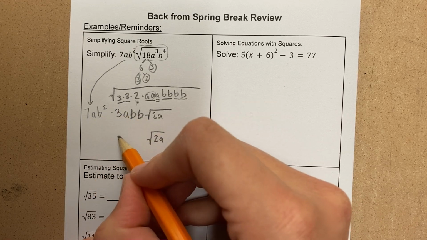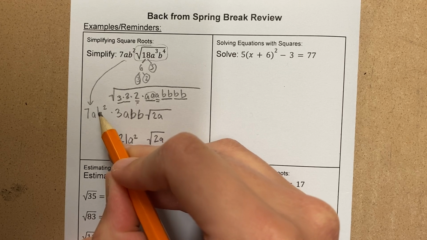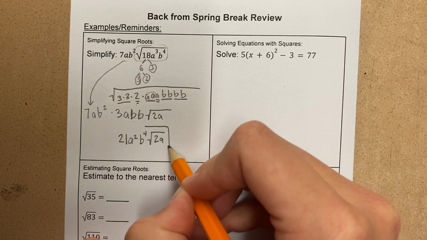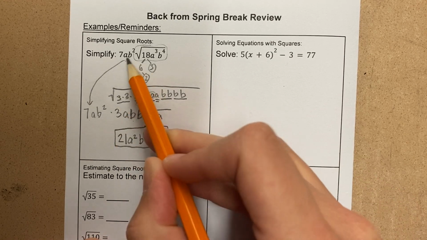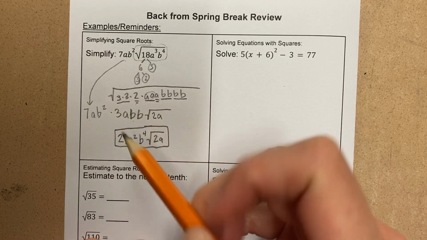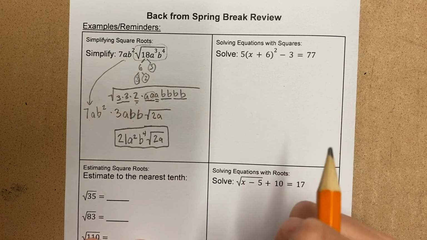So 7 times 3 is 21. A times A is A squared. And B times B times B times B is B to the 4th. Okay, and if I don't have a number on the outside, right, then it's just less work. I don't have to do this last step of multiplying. Sometimes you only have a number on the inside or only variables, but you can treat it all the same like this.